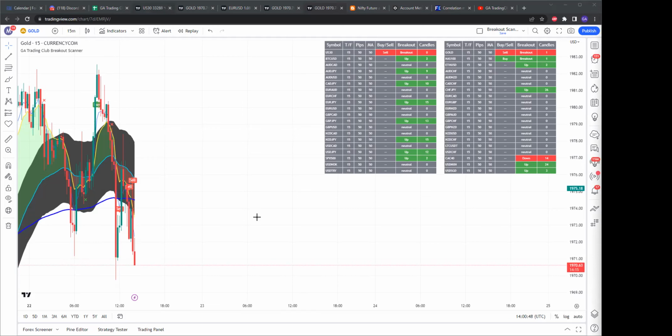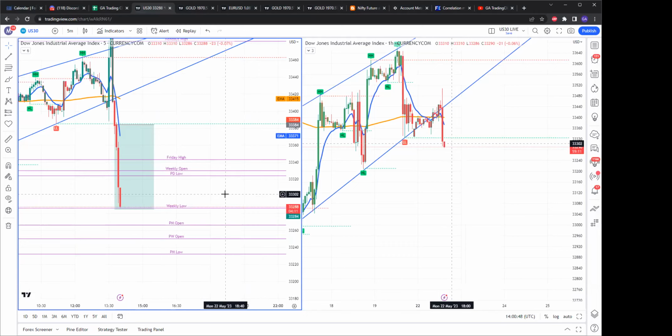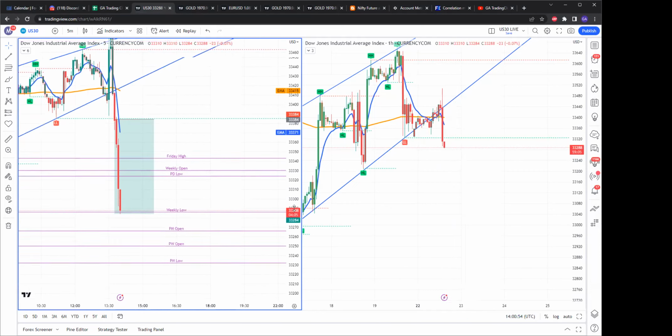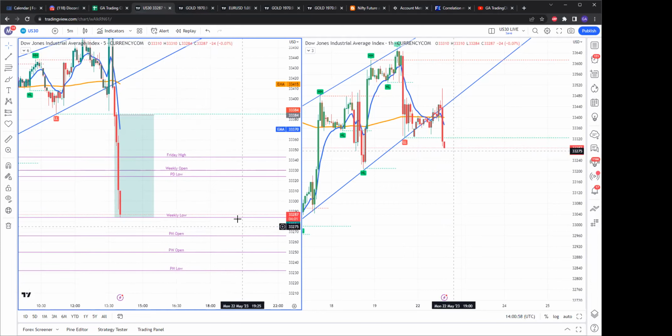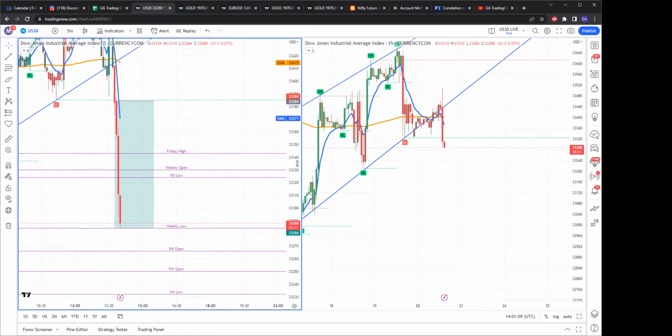And there you go, US 30 is dropping, and almost to full TP. So yeah, I'm loving this new automated markup, right? I don't have to manually move the weekly low anymore or all the other markups. So right now it's only the order blocks part of it that's being completed. So once we have that, this will save just so much time.